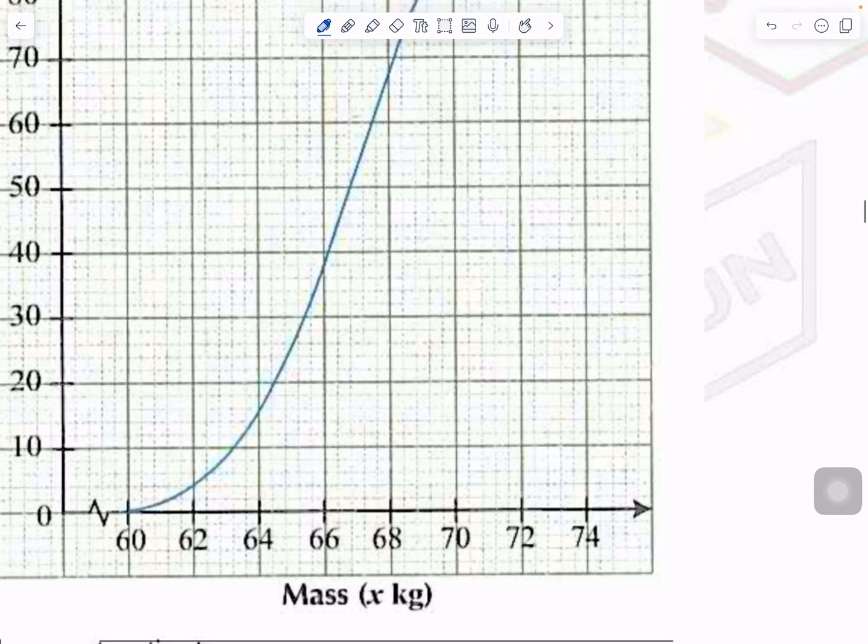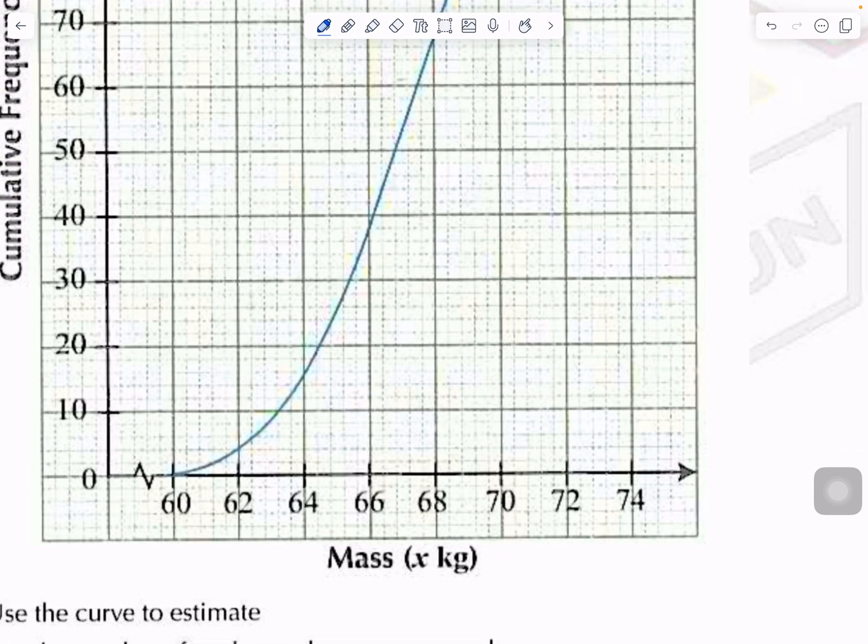For that purpose you need to know how to read it, because 65 is not written here. So what is the technique to read the value of the small boxes? Let's see the x-axis and the y-axis, because they are different. On the x-axis, the difference is how many kg? 2 kg, right? 68 to 70, 70 to 72. The difference across 5 small boxes is 2 kg. So 2 divided by 5 is 0.4. It means each box represents 0.4 kg.